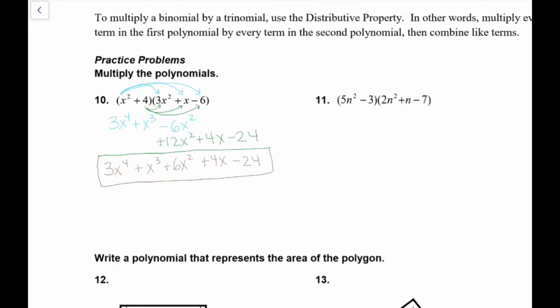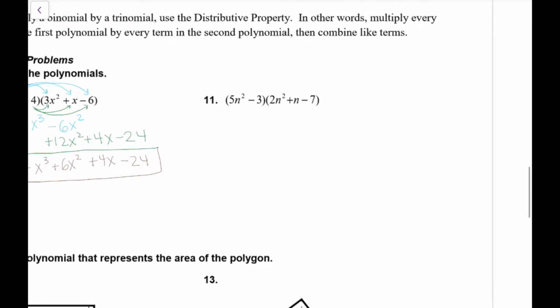On number 11, we're going to do the exact same thing. We're taking 5n squared and we're going to distribute it to all the pieces of the second parenthesis. So I take it to the 2n squared, the n, and the negative 7. 5n squared times 2n squared is 5 times 2 is 10. We add the exponents to be n to the 4th. 5 times 1, remember there's a 1 in front of that n, gives us 5n cubed. 2 plus 1 is 3. And 5n squared times negative 7 is negative 35n squared.